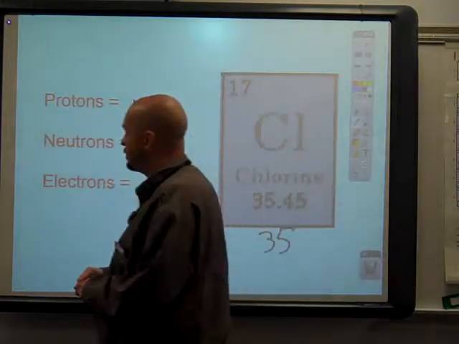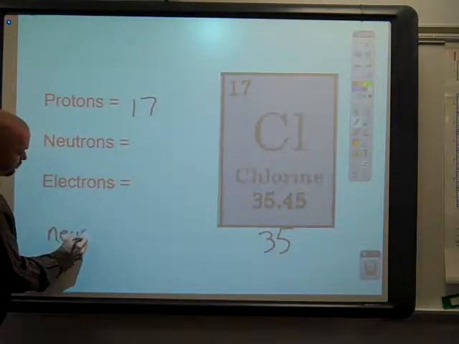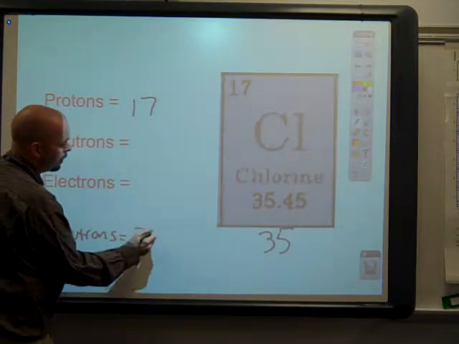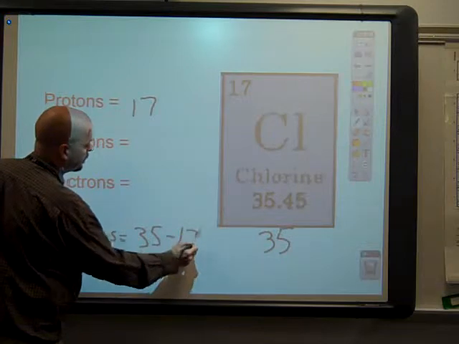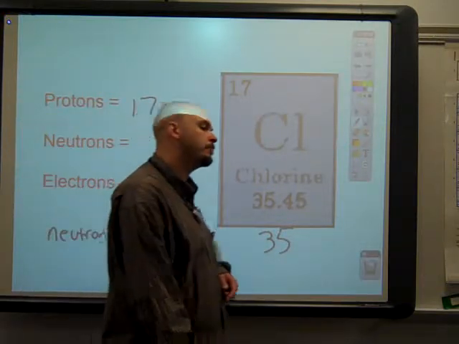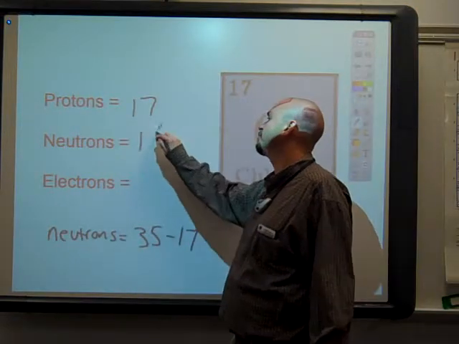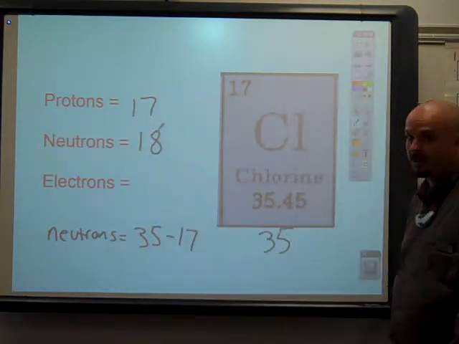We want to know neutrons. So again, neutrons will equal the atomic mass minus the atomic number, 35 minus 17. We do our math. 35 minus 17. We find that we have 18 neutrons. And yes, I went for a calculator there because I don't want to make a mistake.